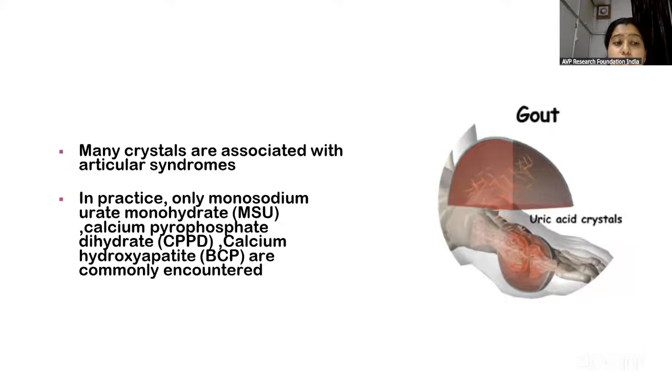Many crystals are associated with articular syndromes. In practice, only monosodium urate monohydrate, calcium pyrophosphate dihydrate, and calcium hydroxyapatite are commonly encountered. So, in short, we can understand that gout or gouty arthritis is a disease which is associated with crystals. The crystals commonly associated with articular syndromes are these, of which monosodium urate monohydrate is our topic of discussion.